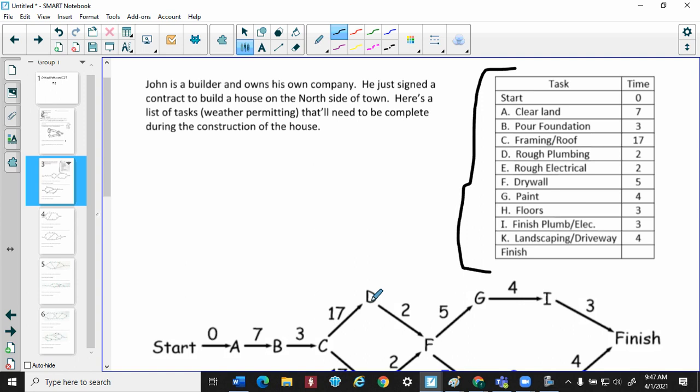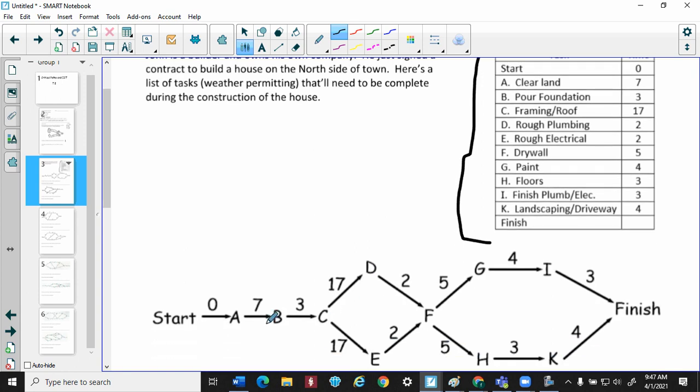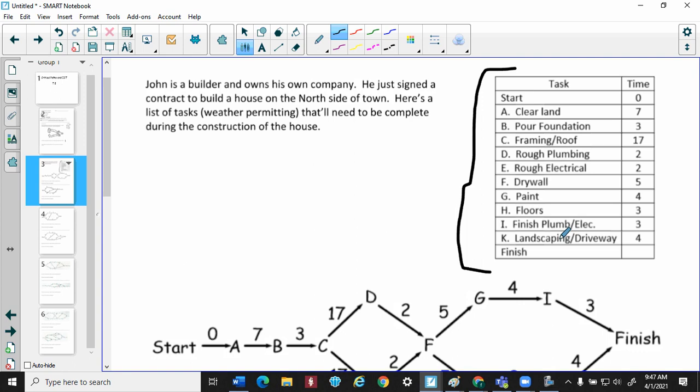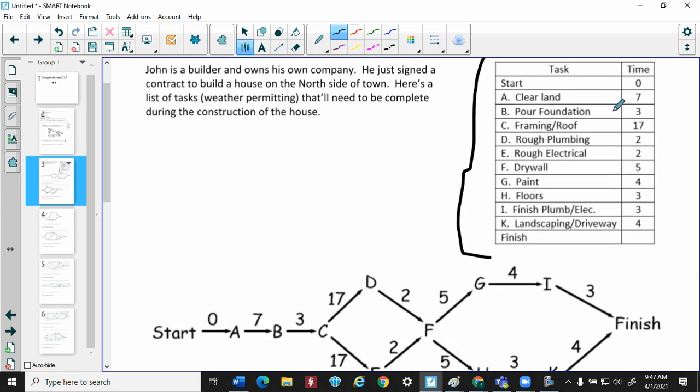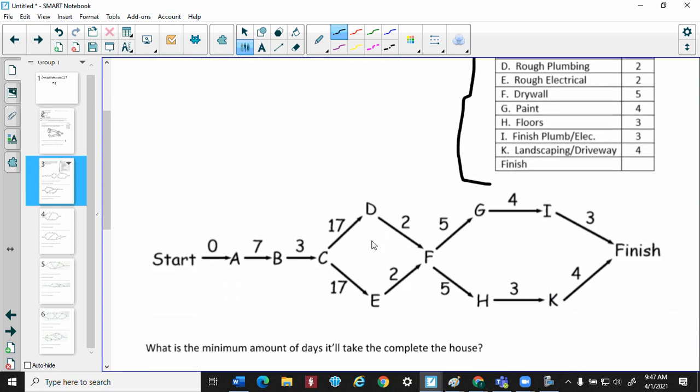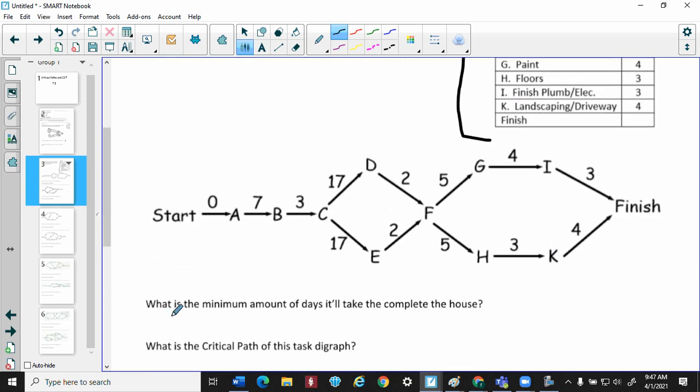Each letter, each vertex in this diagram, represents a certain task. And the numbers on the arrows, which are called the directed edges, represent how long it takes that task to complete. What we're going to do is determine the minimum amount of days it'll take to complete the house.